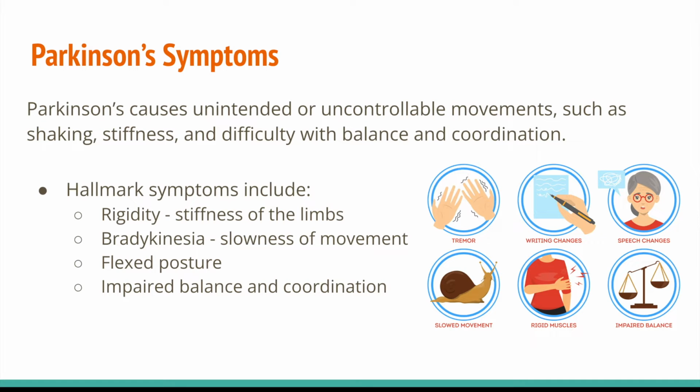Next, we will talk about the symptoms of Parkinson's disease. Parkinson's causes unintended or uncontrollable movements, such as shaking, stiffness, and difficulty with balance and coordination. There are 4 hallmark symptoms of Parkinson's. These include rigidity, which is stiffness of the limbs, bradykinesia, which is slowness of movement, flexed posture, and impaired balance and coordination.